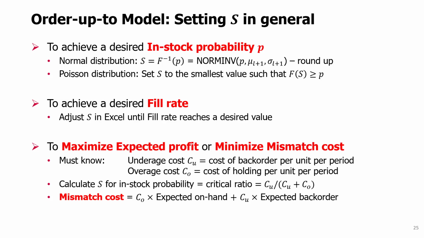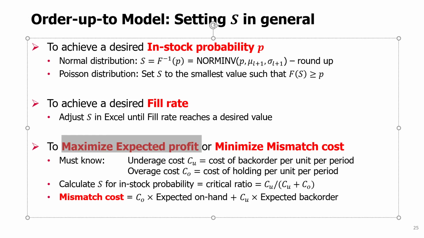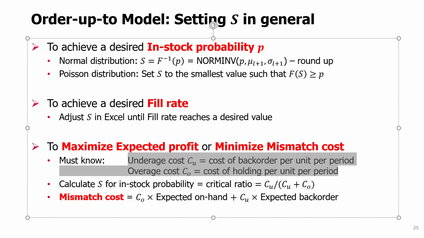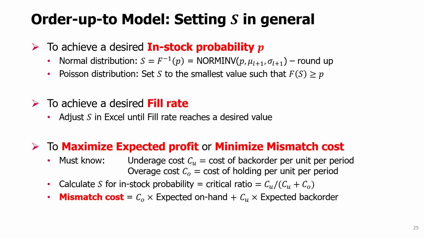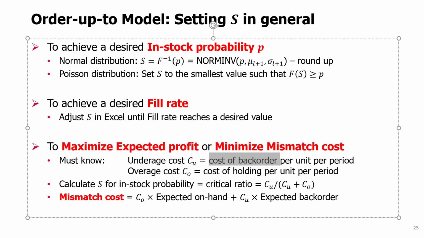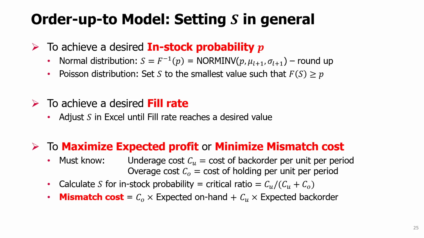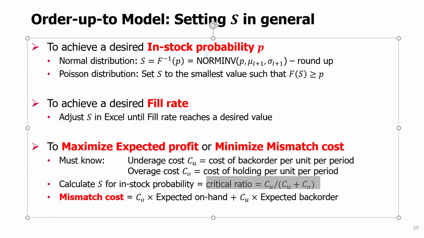The third and final case is to try and set the order up to level S such that we maximize expected profit, or equivalently minimize the expected mismatch cost. For that, we have to know the underage and overage costs. The cost of underage will be the cost of having 1 unit of back order per period, right? And then the cost of overage will be the cost of holding 1 unit for 1 period, from one period to the next. When we know those two costs, we can calculate the critical ratio and just solve the problem for in-stock probability equal to this critical ratio, as we did in the first case.